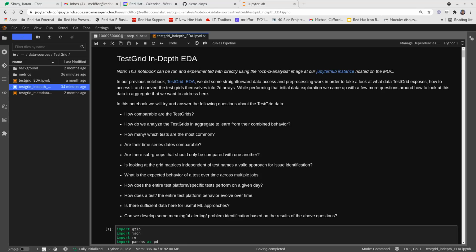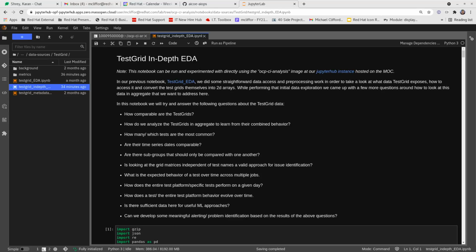We'll be going through the notebook here. Hopefully at this point you've gone through the initial TestGrid EDA notebook and have some idea about what this data is, where it's coming from, and how to collect it. What we're going to do here is try to answer a few more detailed questions about how we can actually go about analyzing this data.